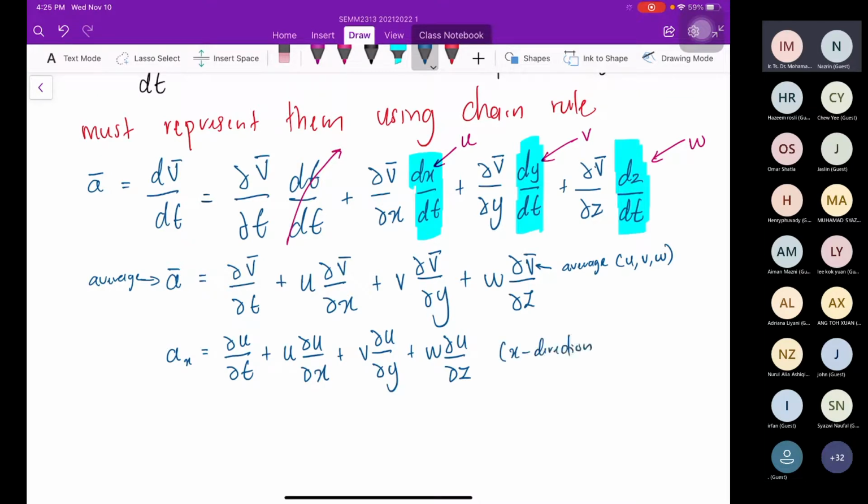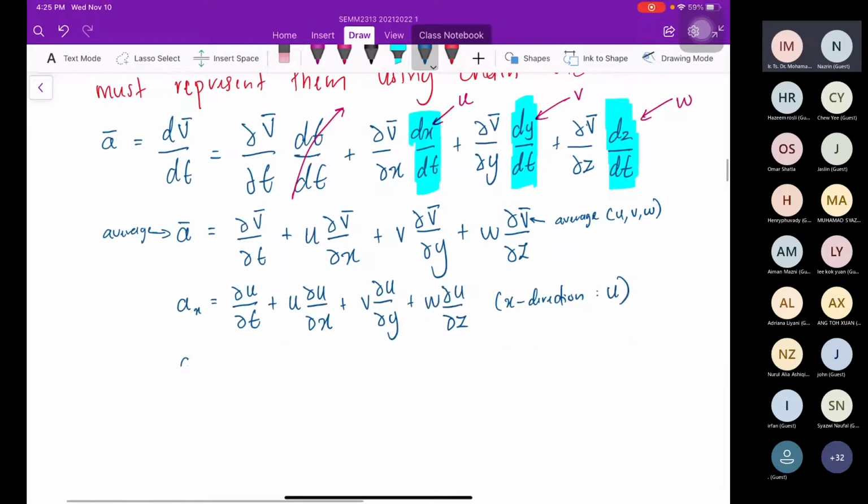Remember, this is in the X direction. In the X direction, we only focus on U. For the Y direction, we focus on what? We focus on V. Instead of U, the partial derivative becomes V. This is U, the same. This is V, the same. This is W, the same. But the change is here.